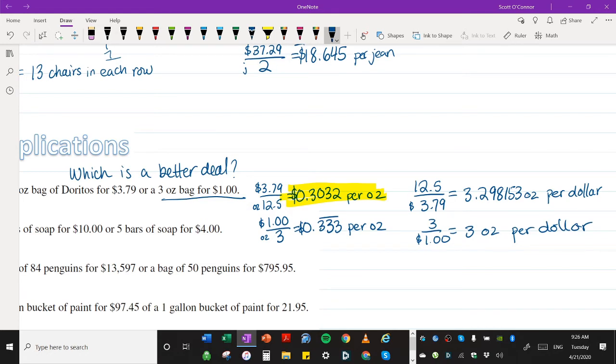And so which one is a better deal? Well, the answer is going to be the same, because clearly this one establishes the better deal, but we have to interpret the results differently. In this one, the amount of ounces we get for each dollar is more. So while in this one here we're looking for a lower value, the lower cost per ounce, in this one here we're looking for a higher value, a greater number of ounces per dollar.